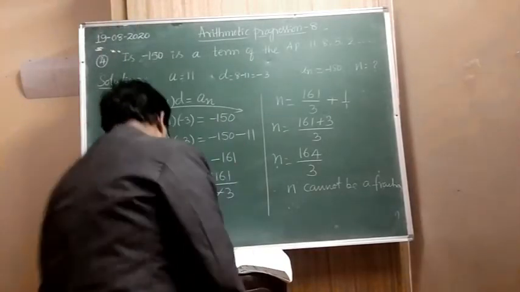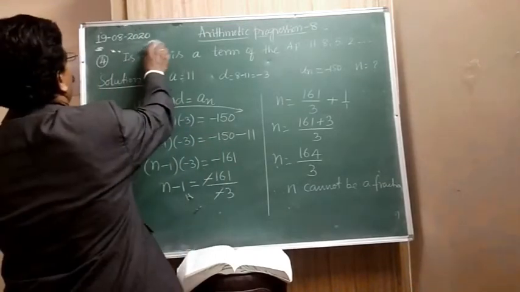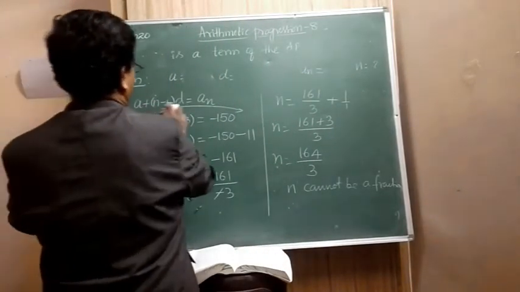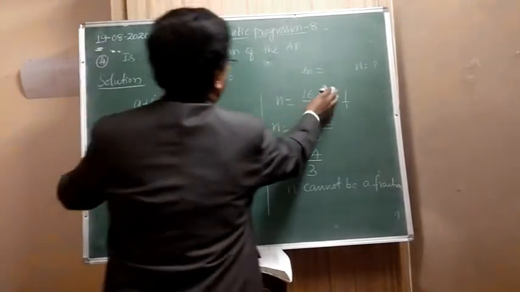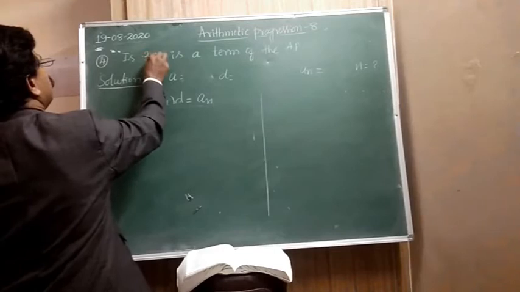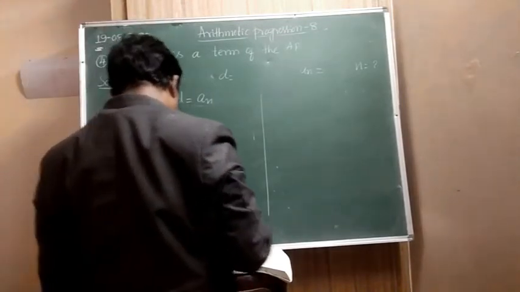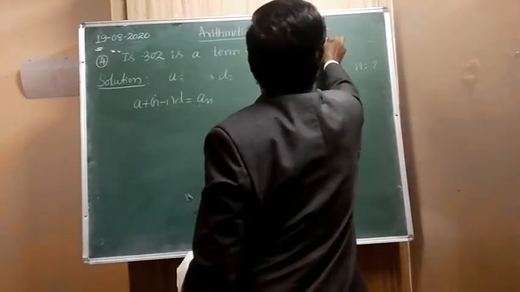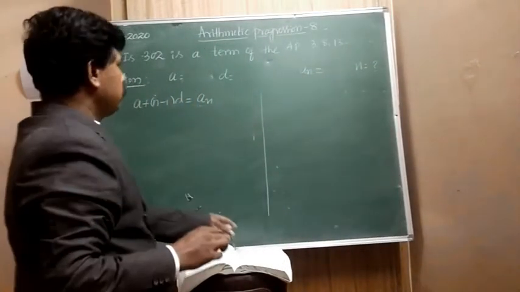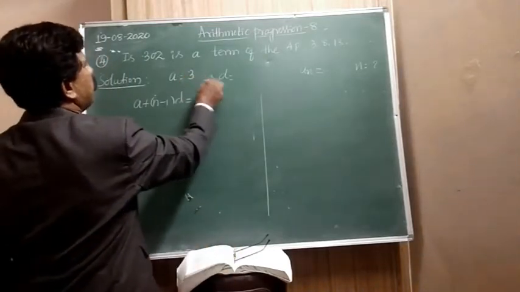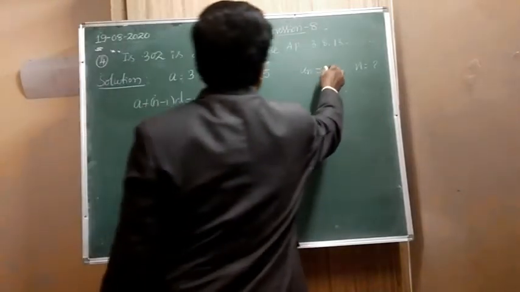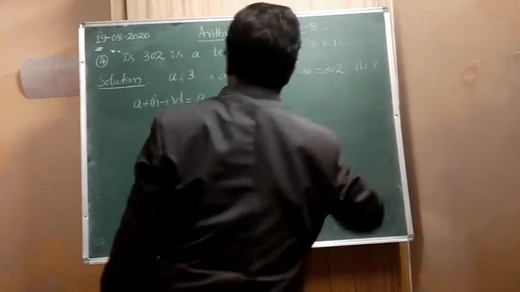Now, we will take one more. Is 302 a term of the AP 3, 8, 13, etc.? So here also a is what? 3, d is 8 minus 3, which is 5, then an is 302. This is the question mark.